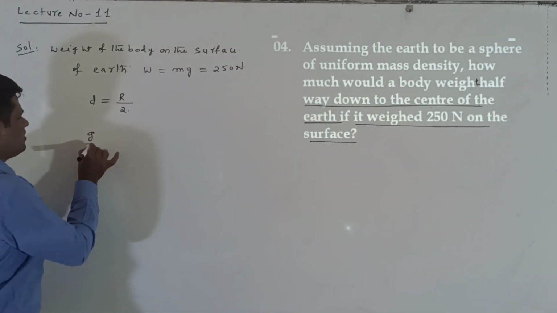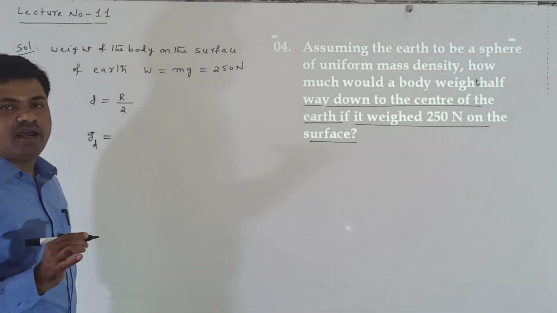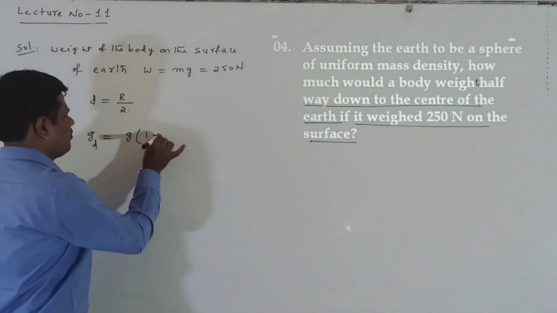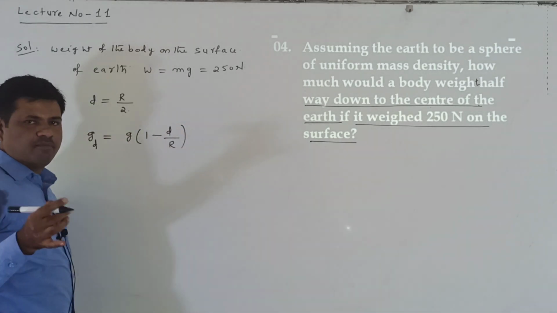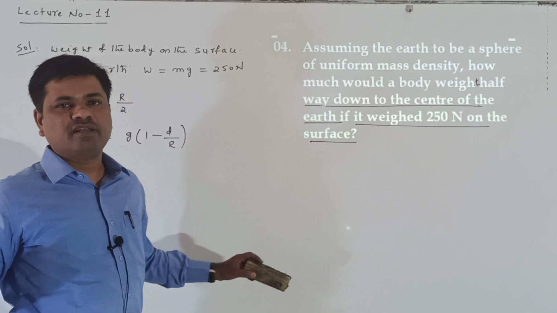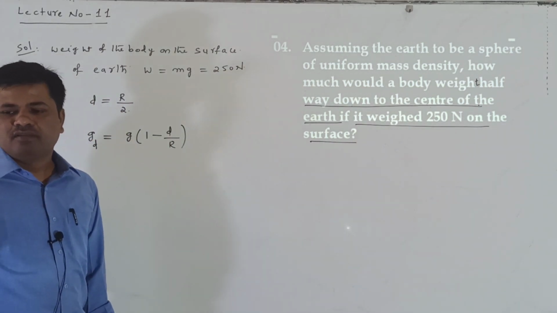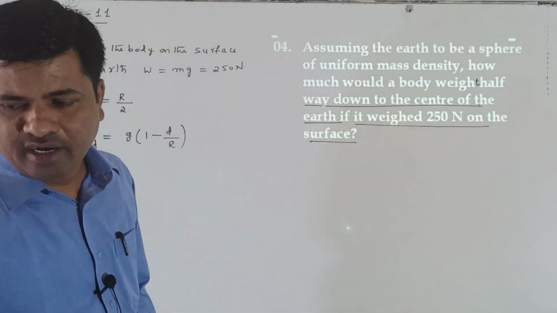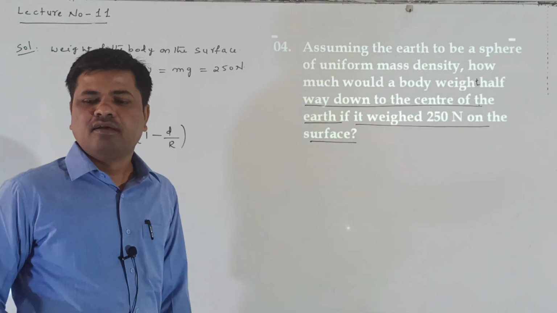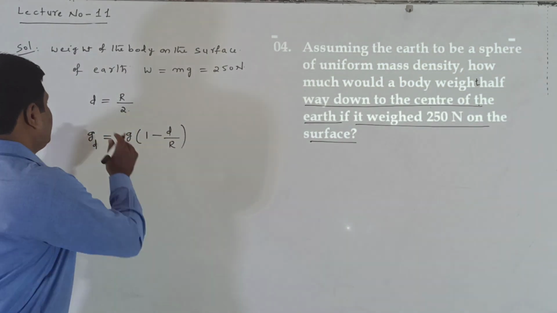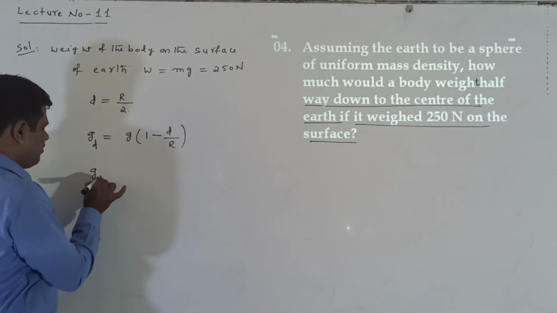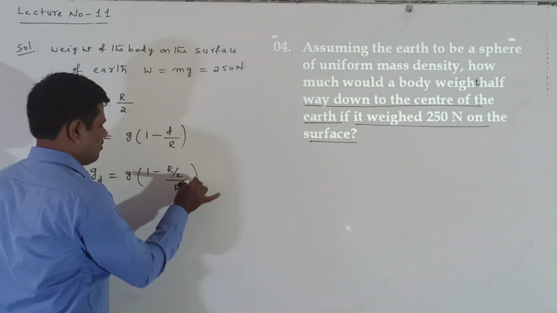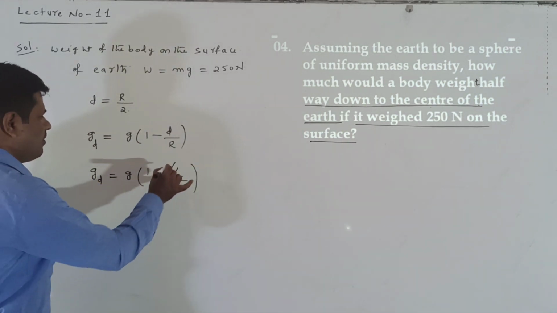First of all, I am finding GD, the acceleration due to gravity at depth D. GD is equal to g into 1 minus D by R. This formula is applicable for any depth. There is no difference for the depth. It is directly applicable for any depth we take. Now D is equal to r by 2, substituting: g into 1 minus r by 2 by r. Here r gets cancelled.